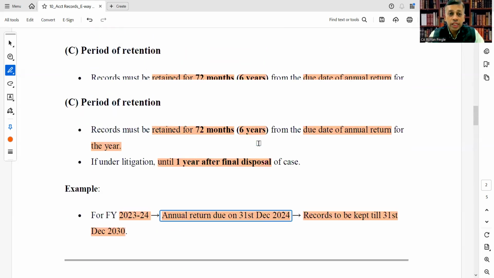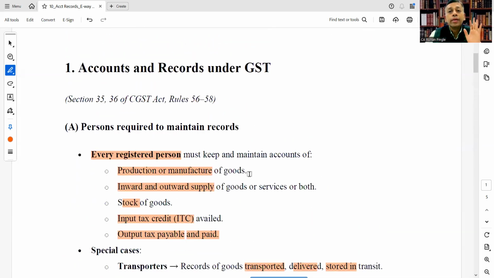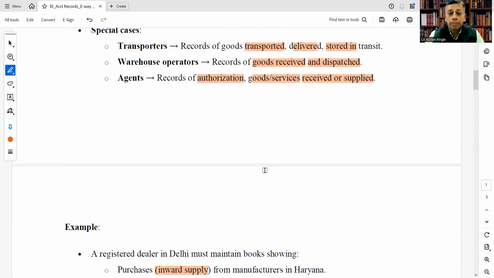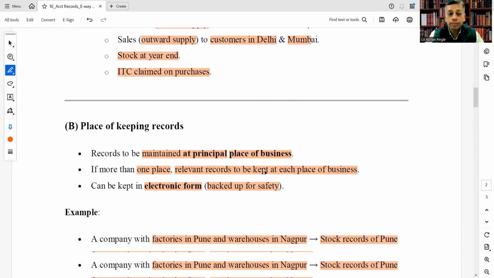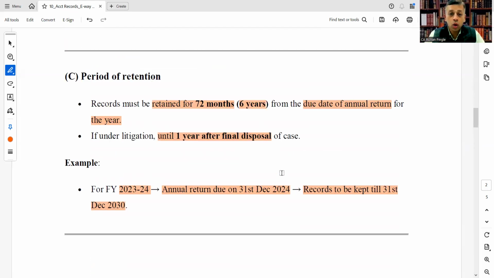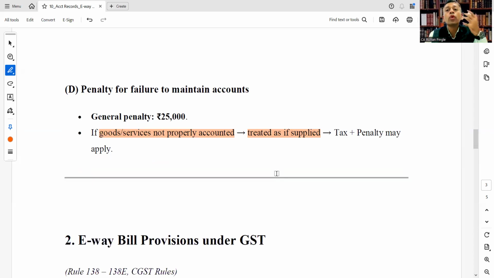We have seen what accounts should be maintained, that is, keep and maintain, where they are to be placed, that is, where they are to be kept. Then we have said for how many years we need to retain those records. And also we have seen what would be the penalty for failure to maintain those accounts.